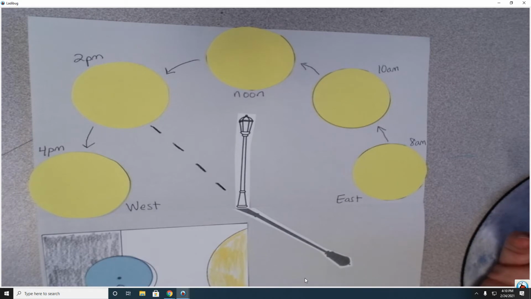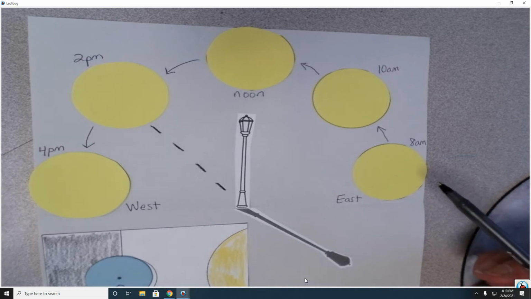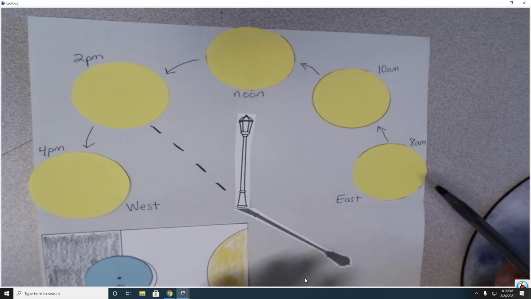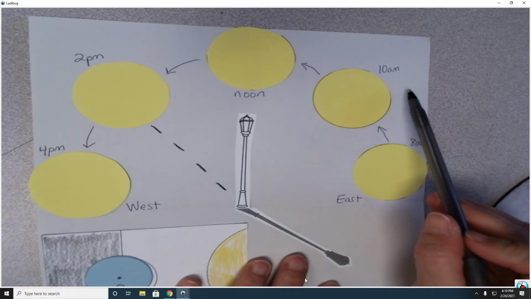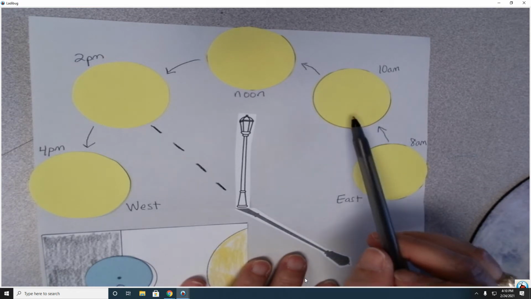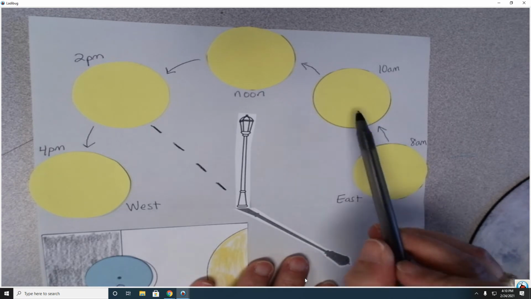And a lot of early explorers depended on the sun and the stars for their navigation. They got up in the morning, they saw the sun coming up, they knew that had to be the east. So let's just say, for instance, this is 8 a.m. The sun is going to appear to move higher in the sky, but we know that it's actually the Earth's rotation that makes the sun appear to move.